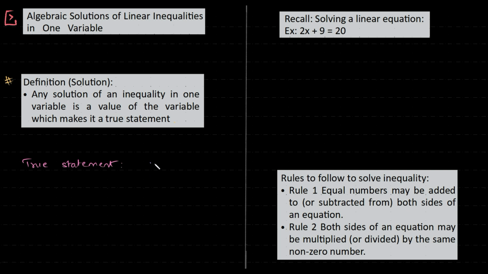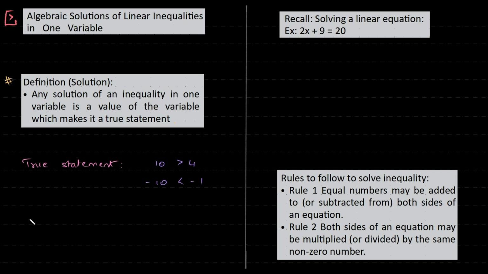So something like this, 10 is greater than 4. A true statement. 10 is greater than 4. That's true. Minus 10 is less than minus 1. A true statement, right? A negative number further away from 0 is lesser than the one which is closer to 0. Is it not?